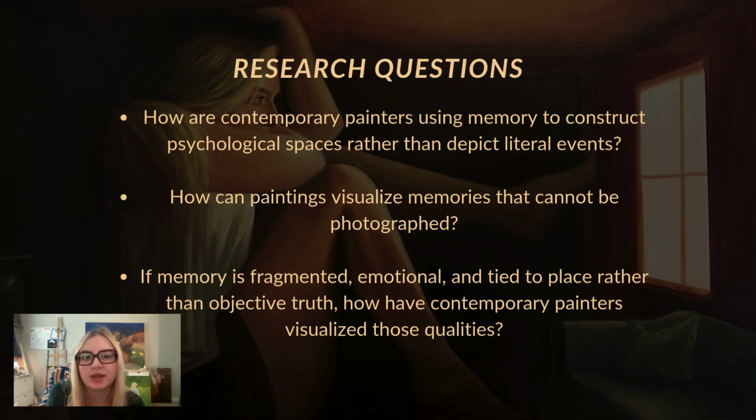How are contemporary painters using memory to construct these psychological spaces rather than depicting literal events? If they are depicting literal events, how are they doing so? How can paintings visualize memories that cannot be photographed? If memory is fragmented, emotional, and tied to places rather than truth, how are these contemporary painters visualizing those qualities?